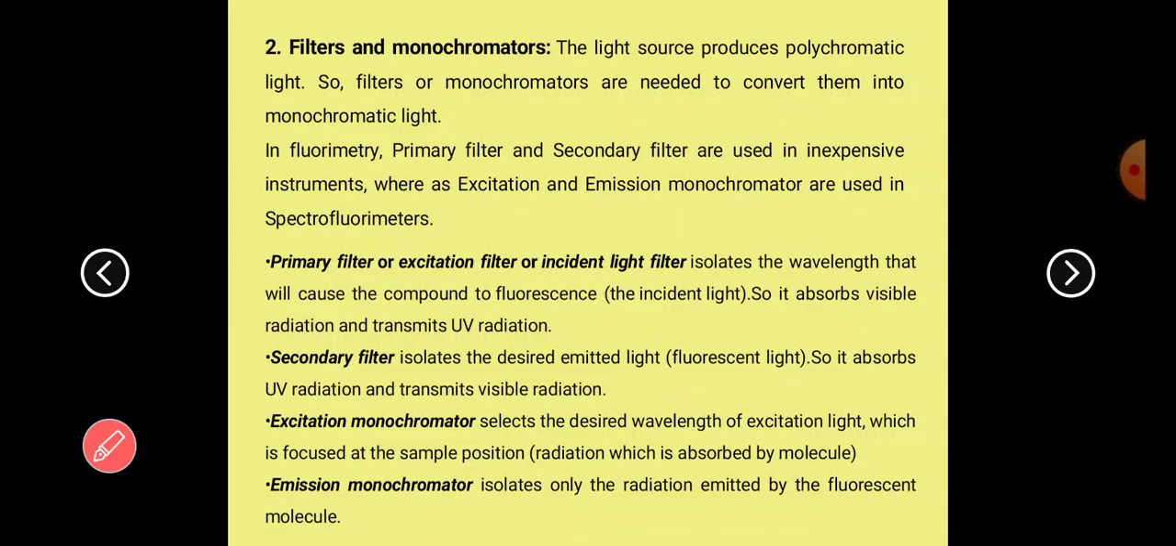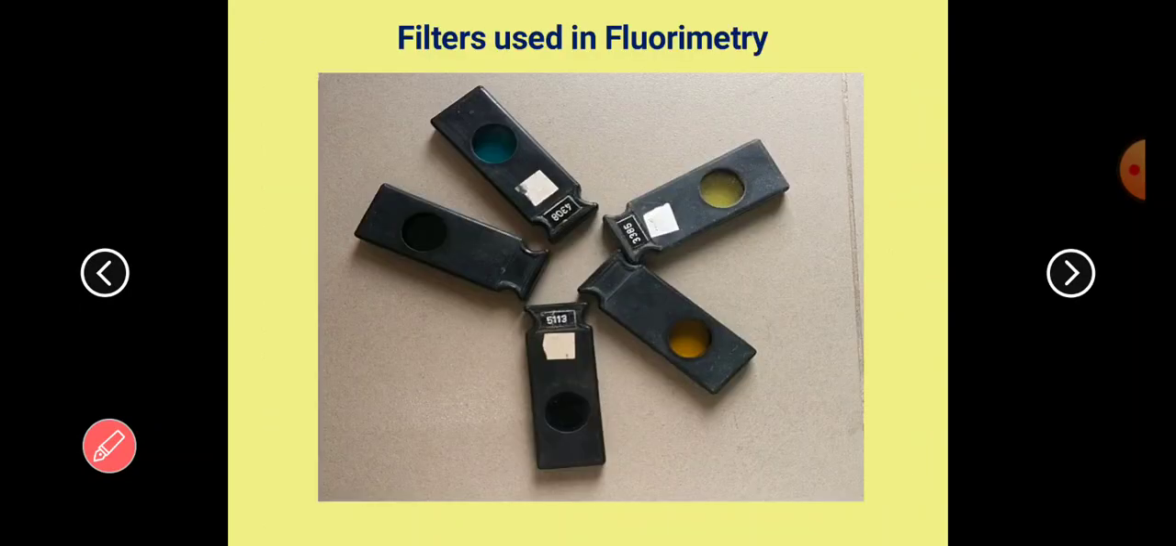Excitation monochromator. It selects the desired wavelength of excitation light which is focused at the sample position. Emission monochromator isolates only the radiation emitted by the fluorescent molecule. These are the filters used in fluorimetry.